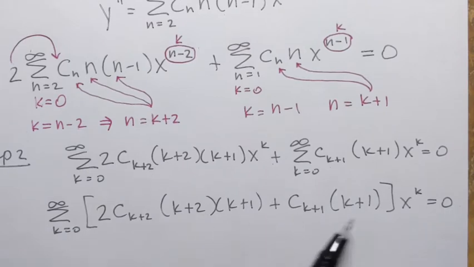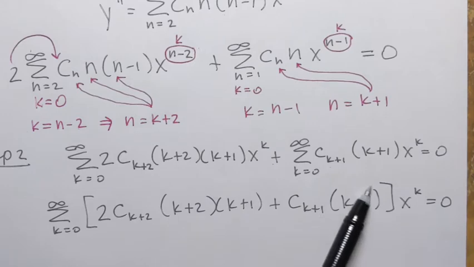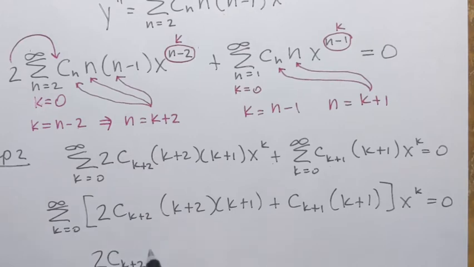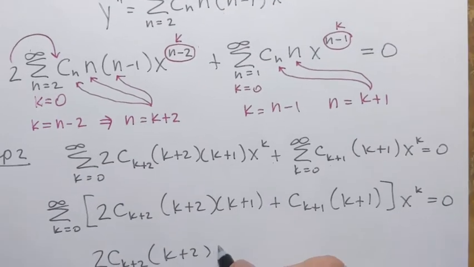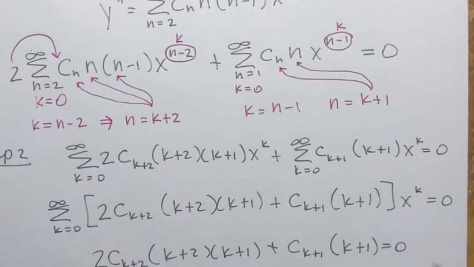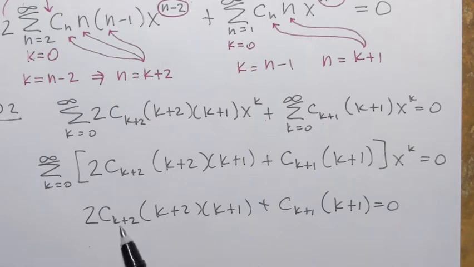Next, to solve this equation means that we either have to set x to the power k equals 0, but we already talked about how this is just a trivial case and we're not going to consider it. But the second case is to set that expression equal to 0. And that's what we do. So 2 c sub k plus 2 times k plus 2 times k plus 1 plus c sub k plus 1 times k plus 1 equals 0. Now this equation is the recursion formula, and it relates coefficients of the power series in a certain way.